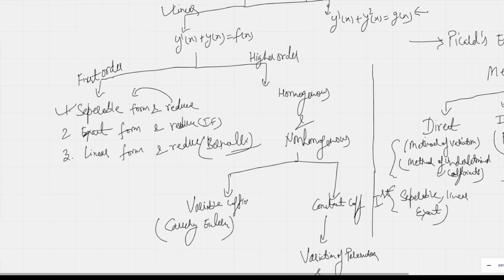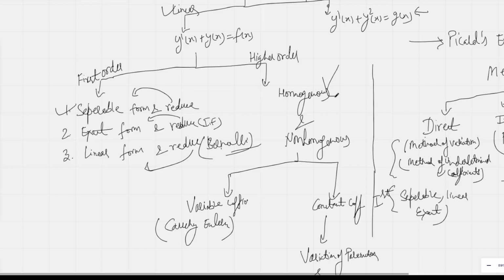If we have the exact form, then we can solve it. If not, then we reduce it by using the integrating factor. If we have the linear form, we can solve it by using the integrating factor. If not, then we can reduce it. In this case, we have only one non-linear problem, called the Bernoulli problem. It means we can use a transformation, convert it to the linear form, and then solve it. That is the first order case. And for the higher order case, we have two situations.